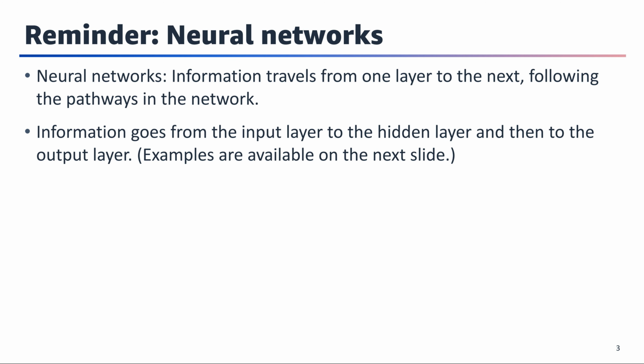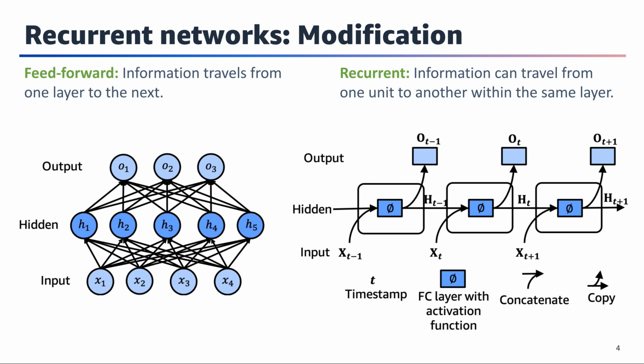Recall that with neural networks, information goes from one layer to the next in the following order: input to hidden to output. The connections help to pass the information. Recurrent neural networks introduce a modification to the traditional feed-forward architecture. In feed-forward networks, information flows from one layer to the next in a sequential manner. However, recurrent networks allow information to travel from one unit to another within the same layer.